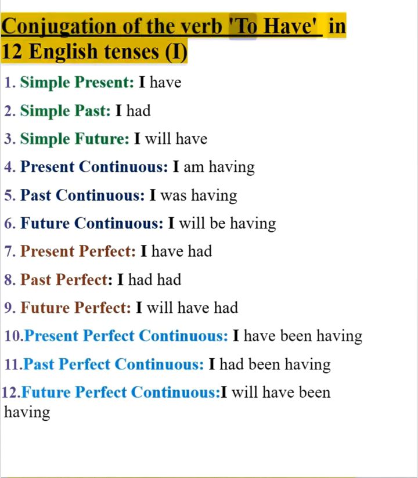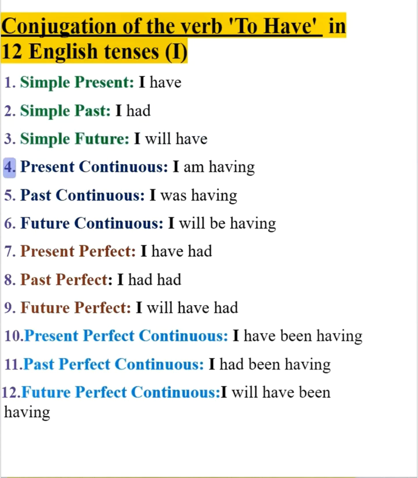Conjugation of the verb to have in 12 English tenses. 1. Simple present, I have. 2. Simple past, I had. 3. Simple future, I will have.